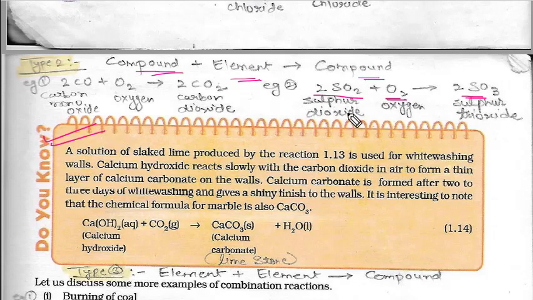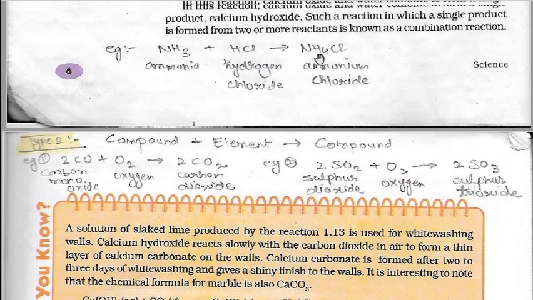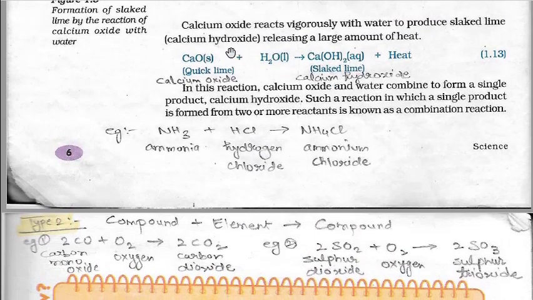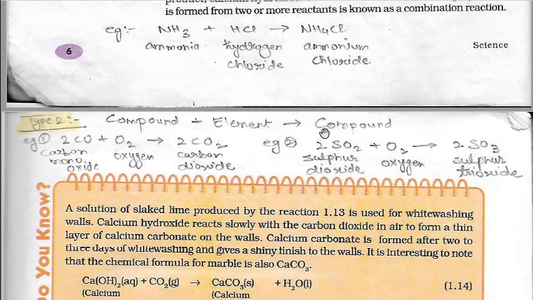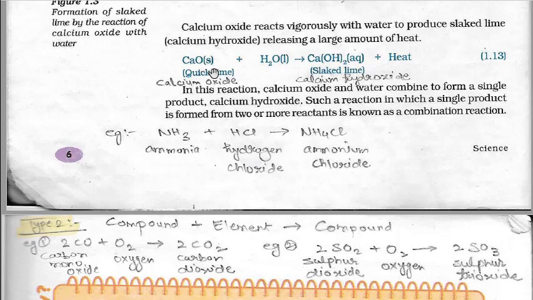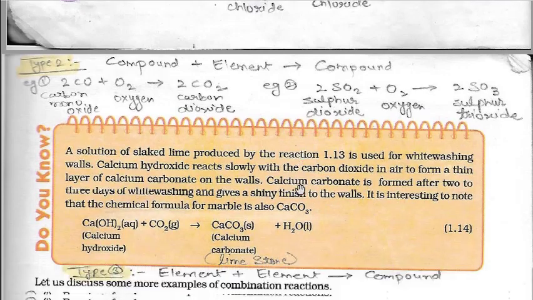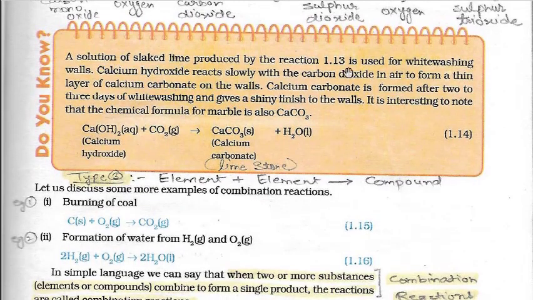Now this yellow box is in continuation with our previous reaction. You can see here, when we added water to the calcium oxide, it formed calcium hydroxide, and this mixture is very hot. Actually, this reaction is what happens when we mix chuna, the whitewash, in water, so it becomes very hot. Now what will happen? The solution of slaked lime produced by reaction 1.13 is used for whitewashing. That means the slaked lime that we get from the previous reaction, we will whitewash on the walls.